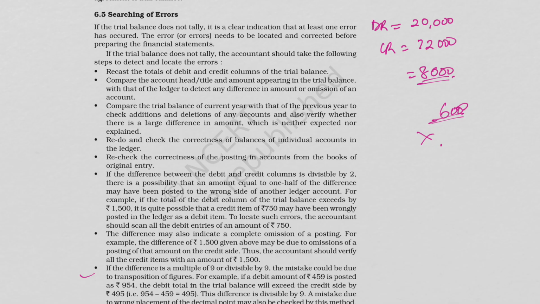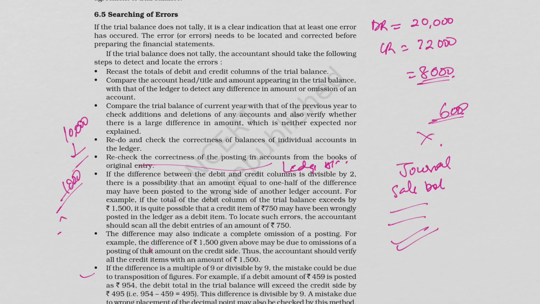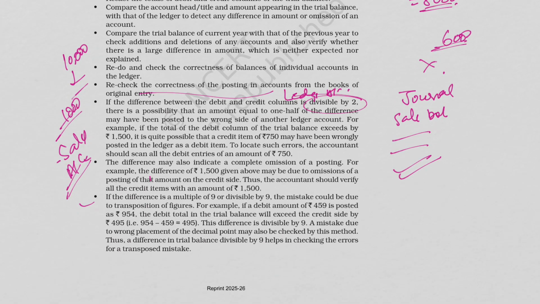Step 5, we check the posting from the original books of entry. The next step is to verify the posting from the books of original entry. Books of original entry include journal, sales book, purchase book, cash book, and returns book. The accountant must ensure that all the transactions have been posted correctly to the ledger accounts. For example, if the sales book shows rupees 10,000, but only 1,000 was posted to the sales account, then the trial balance will differ. Next is the difference divisible by 2.